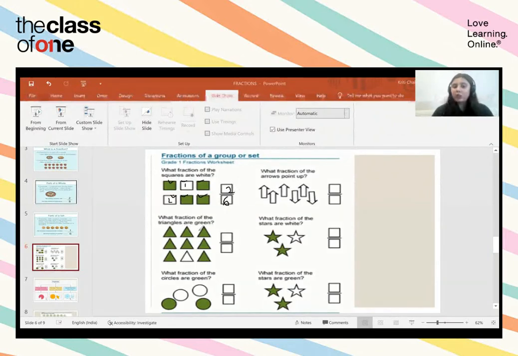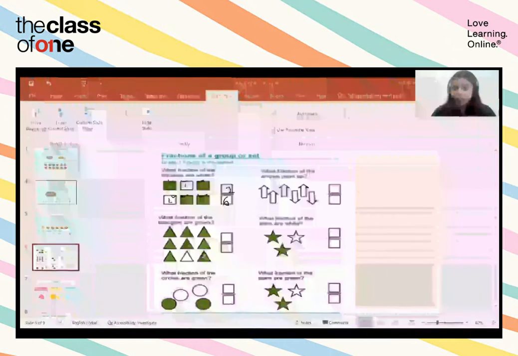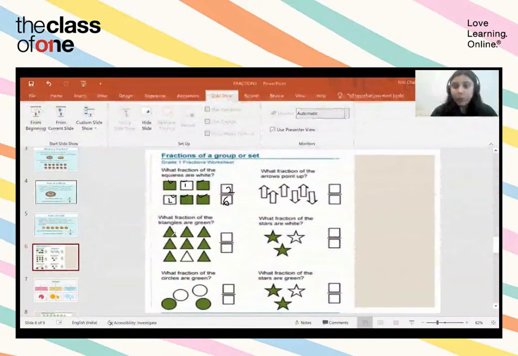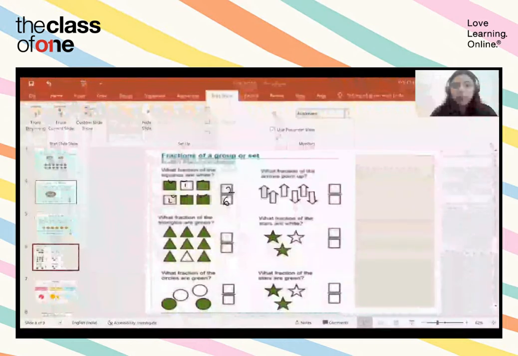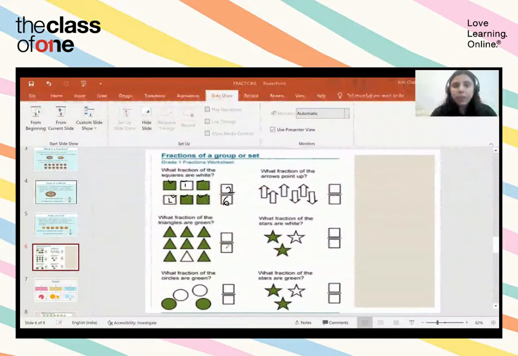Next is, what fraction of the triangles are green? So let's count how many total triangles there are. 1, 2, 3, 4, 5, 6, 7, 8, 9. So the denominator becomes 9. And how many are green? Yes, it is 8. So the fraction becomes 8/9.